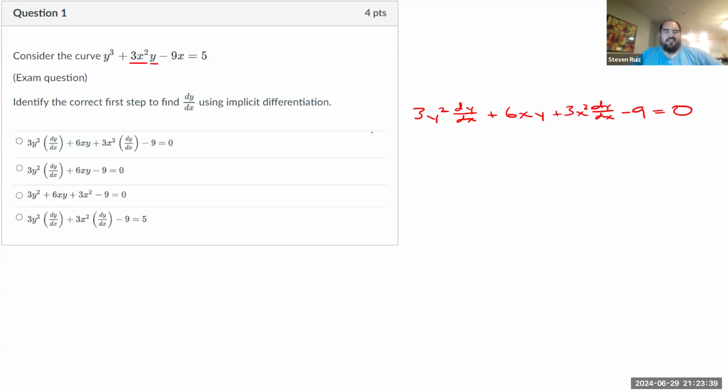So which one of my choices looks like this? 3y squared dy/dx plus 6xy plus 3x squared dy/dx minus 9 equals 0. That looks just like my first choice.